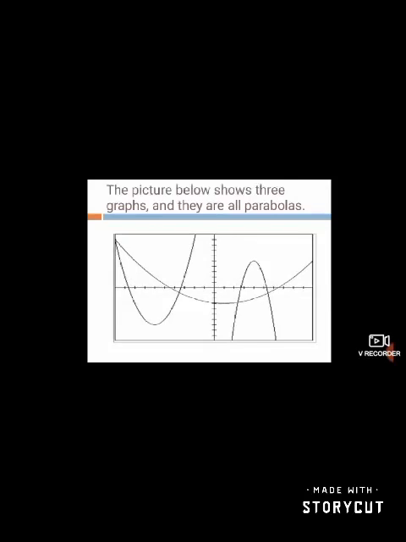So if we're going to count all the parabolas, 1, 2, 3, there are exactly 3 parabolas. All parabolas are symmetric with respect to a line called the axis of symmetry. A parabola intersects its axis of symmetry at a point called the vertex of the parabola. Given 3 points in the plane that have different first coordinates and do not lie on a line, there is exactly one quadratic function f whose graph contains all 3 points.